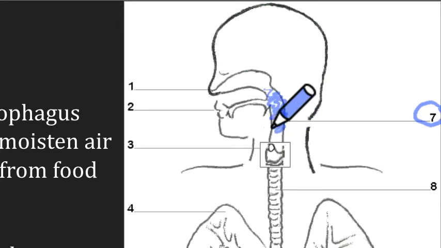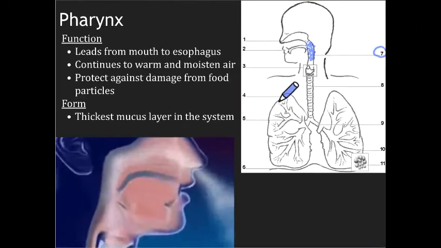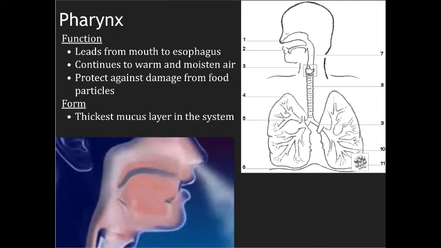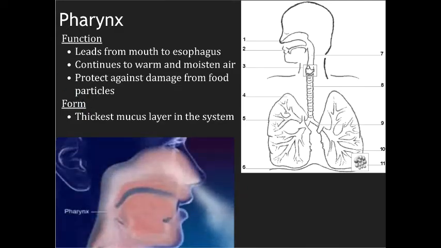Remember, this is a unique space because it connects to the mouth and the nasal cavity. So this area also has contact with food and is important in the digestive system. It connects the mouth to the esophagus and the nose to the trachea. So this has the thickest mucus layer because it's the most all-purpose space. It's involved in both digestive and respiratory systems. So that's its unique adaptation, that thicker mucus layer.